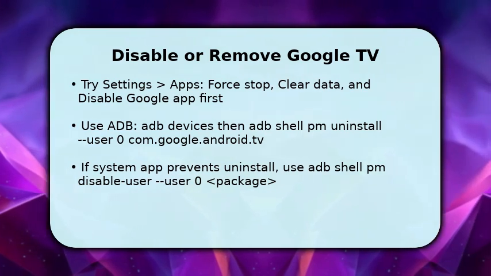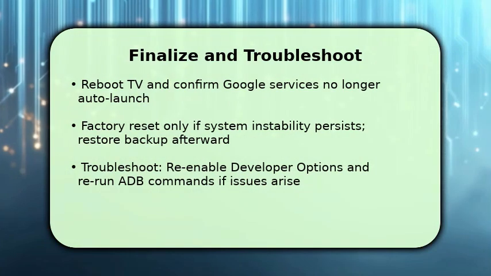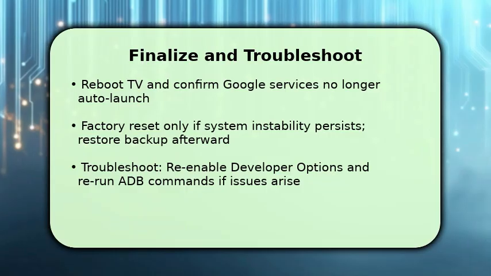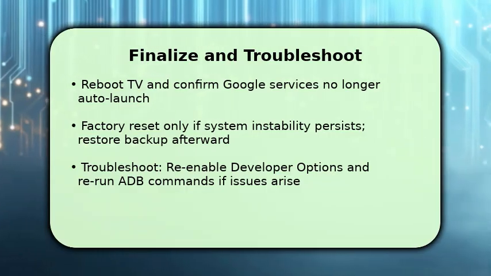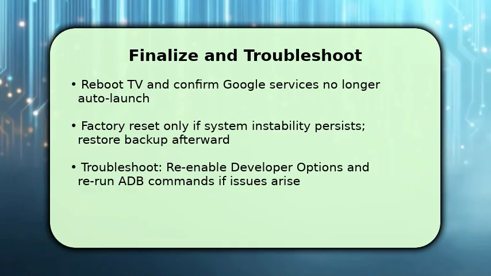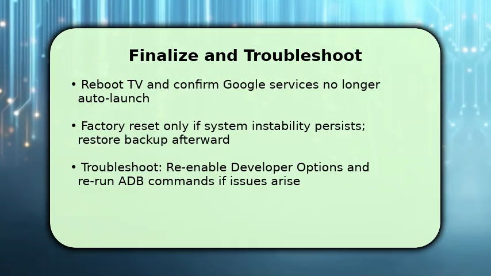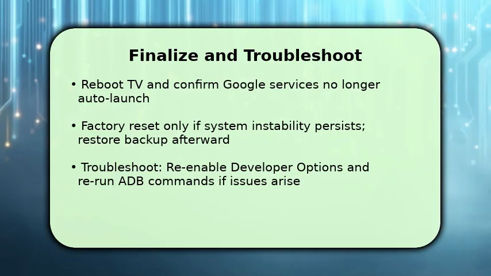You finish by rebooting the TV and checking that Google TV no longer auto-starts and that other apps function. If something breaks, avoid repeated random fixes. Do a factory reset only as a last resort and restore your backup afterward.